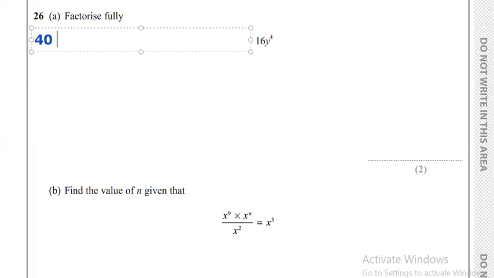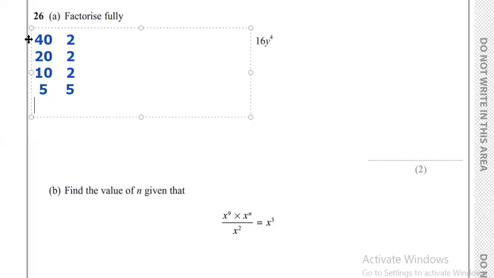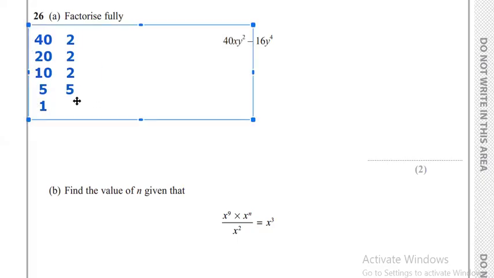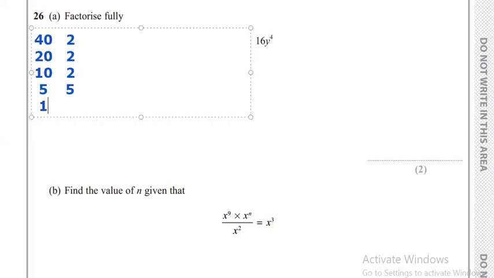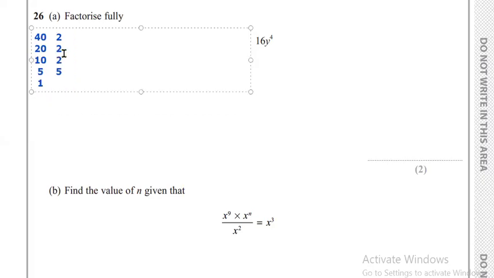We divide it by 2, we will get 20. Divided by 2, we will get 10. Divided by 2, we will get 5. And then divide the 5 by 5, we'll get 1. And by that, we broke down the whole thing into its prime factors. Let's make it smaller so it doesn't take all the space. And the prime factors are the small ones on the side, which are 2, 2, 2, and 5.